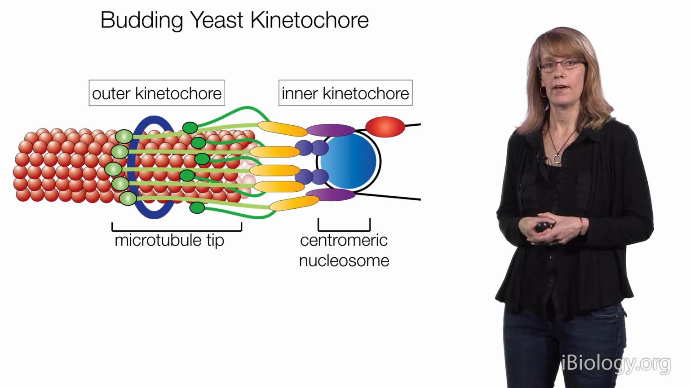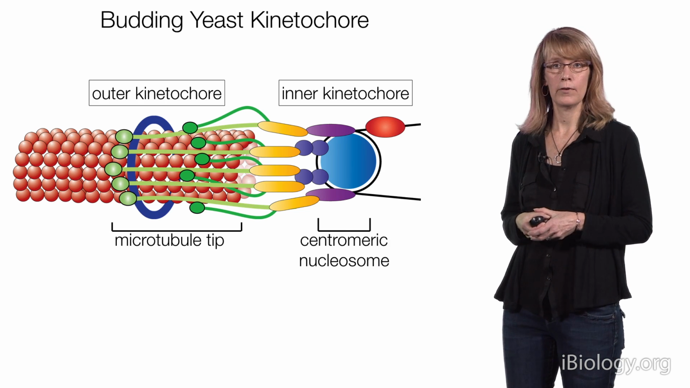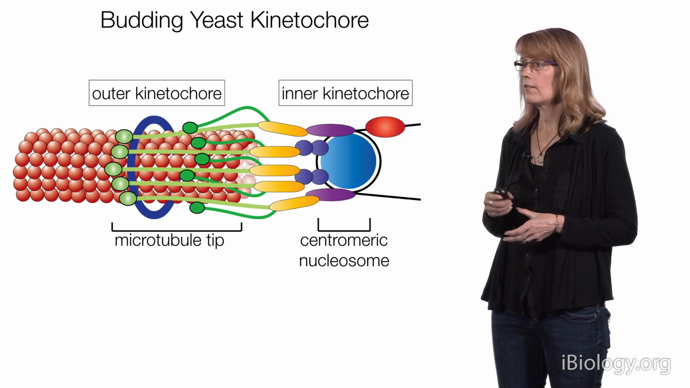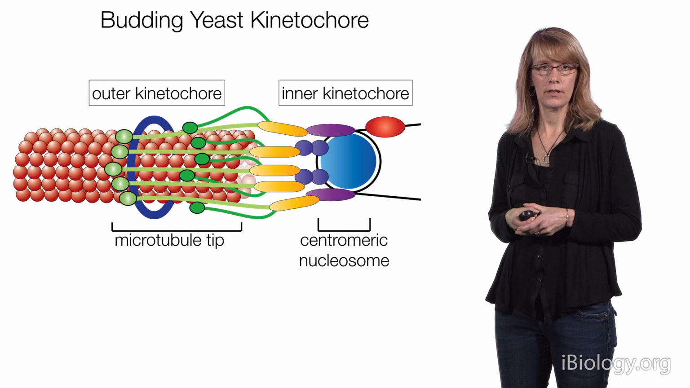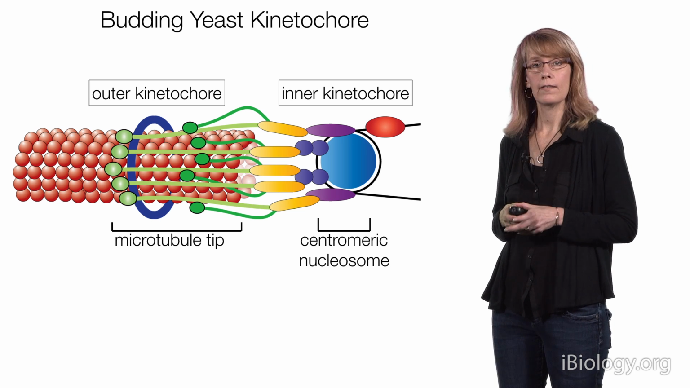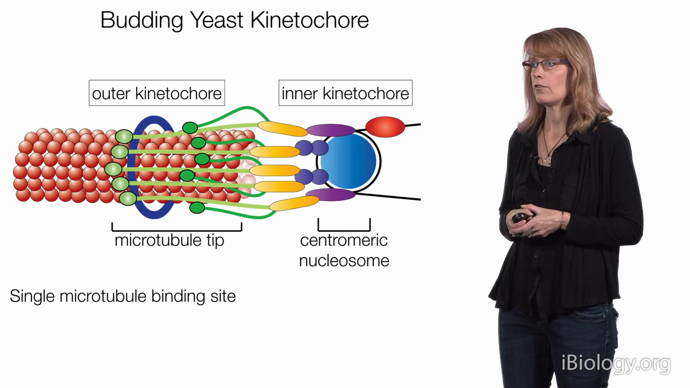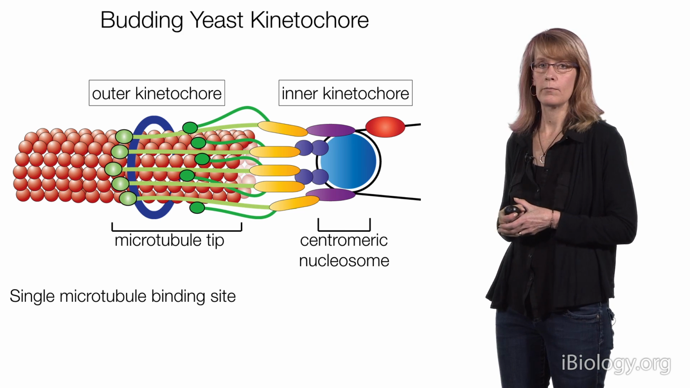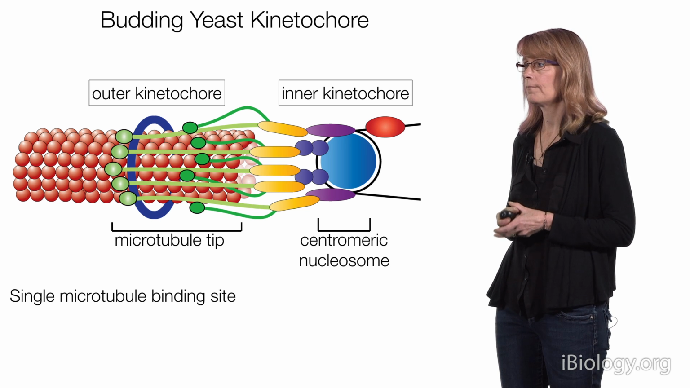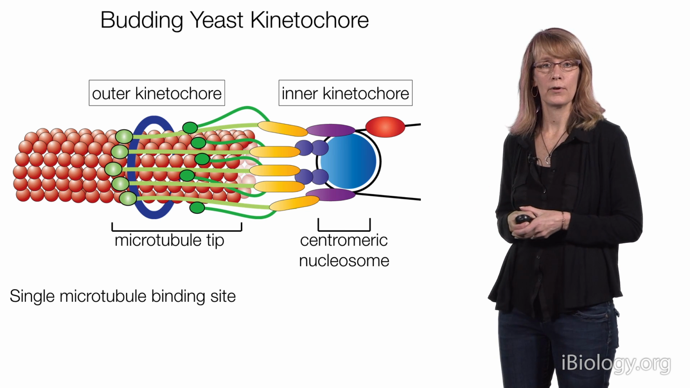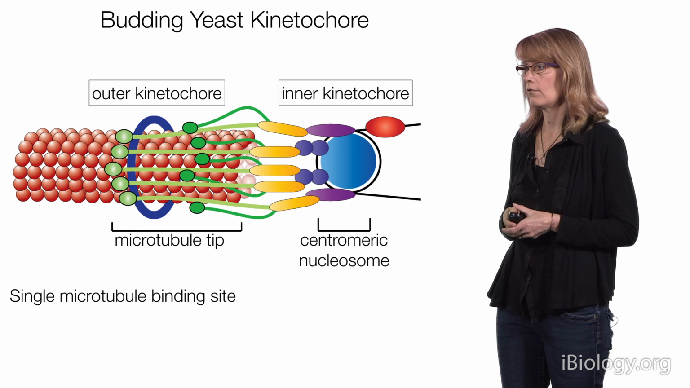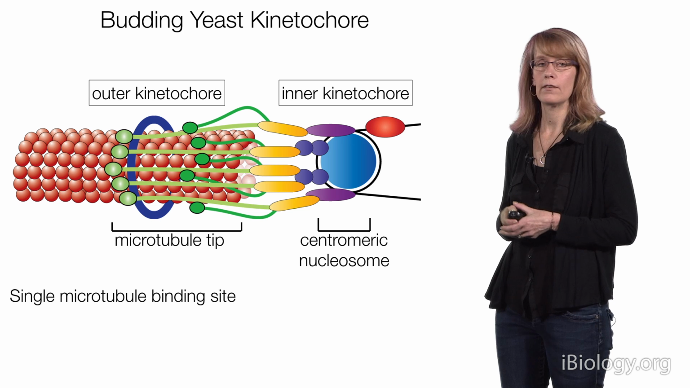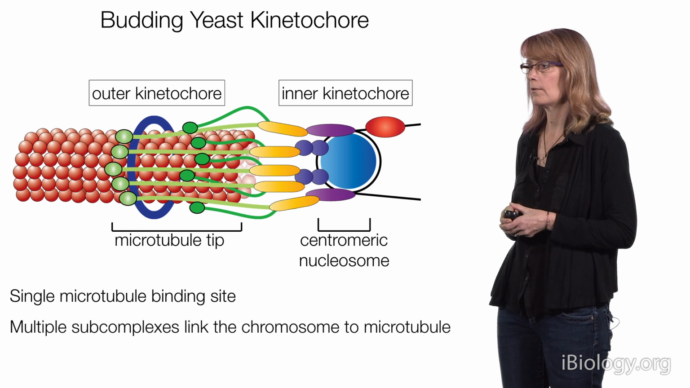Before I tell you how we did that, I want to introduce you to the model organism we've been using for these studies, which is the budding yeast kinetochore. This is just a schematic cartoon of what the budding yeast kinetochore looks like. It's the simplest kinetochore. There's just a single microtubule binding site that binds to a single centromeric nucleosome in the kinetochore. The inner kinetochore contains the proteins that directly bind to that centromere, and then the outer kinetochore are the proteins and complexes that directly mediate attachment to the microtubule.